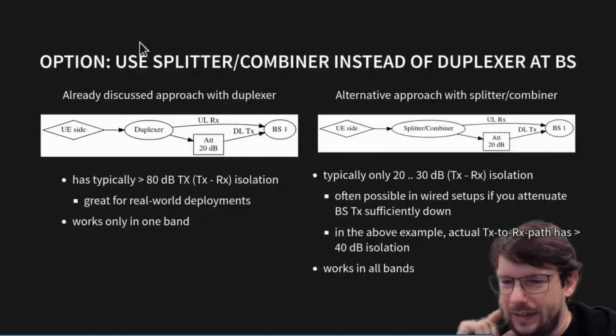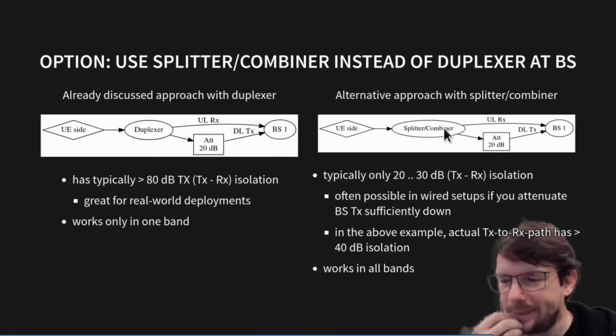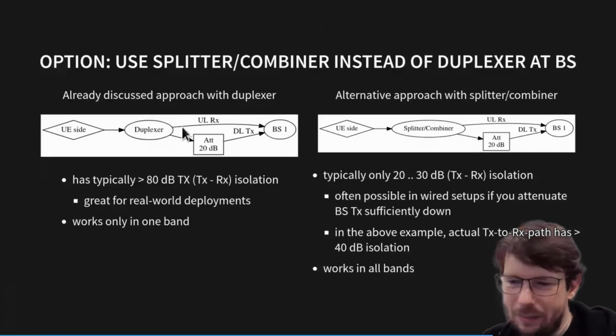So if we look at the base station side, you may remember that earlier on I said that using the duplexer here as a frequency-dependent part means your base station is restricted to a single band. You can do that also with a splitter combiner, depending on some parameters. So the duplexer has the nice property that between RX and TX, you typically have something like 80 dB of isolation, meaning that whatever you transmit here, even at ridiculously high power on the transmit side, will not end up at the RX side. Remember, this duplexer is designed for a system where you don't have an attenuator here.